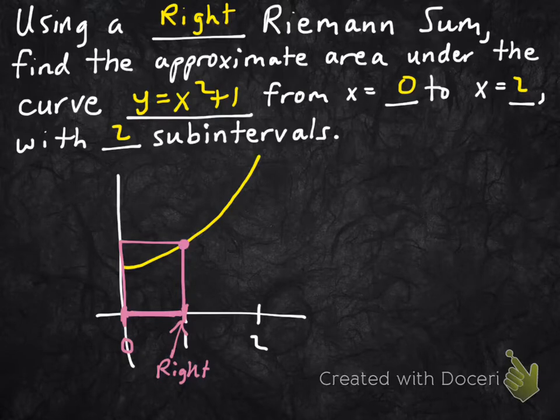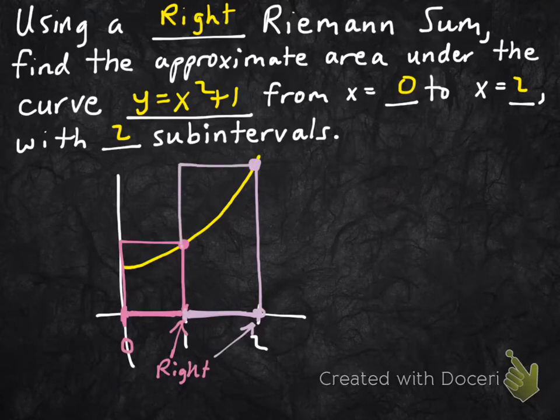Then you take your second subinterval and draw the base of the rectangle. There's your second subinterval. Again, it has a width of 1. And then from the right-hand side, again, you go straight up until you hit the curve. Then you complete your rectangle. You have two sides of the rectangle, you just complete the rectangle. So now we can see we have two rectangles because we have two subintervals.